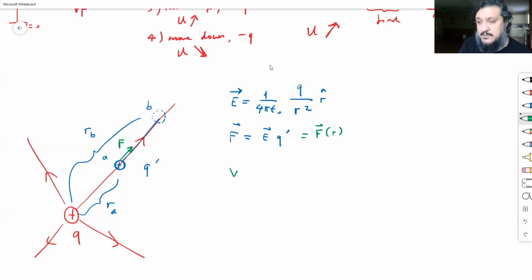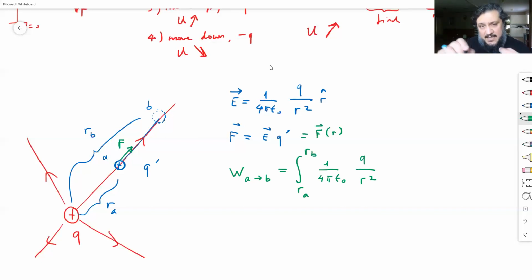So the work done by this electric force from A to B, you have to do that integral from RA to RB, then write your force, that is 1 over 4 pi epsilon 0 Q over R squared. Now, remember, this is actually the integral of E dot dl, and dl along that direction is nothing but dr, all right? So we have two vectors.